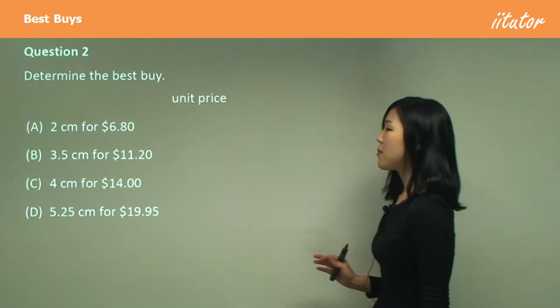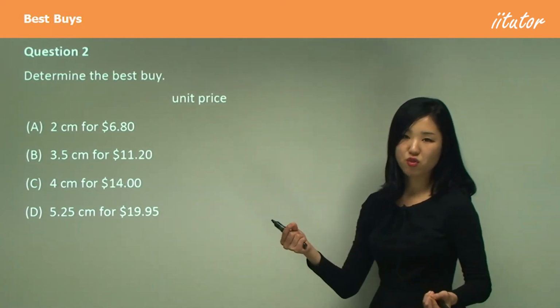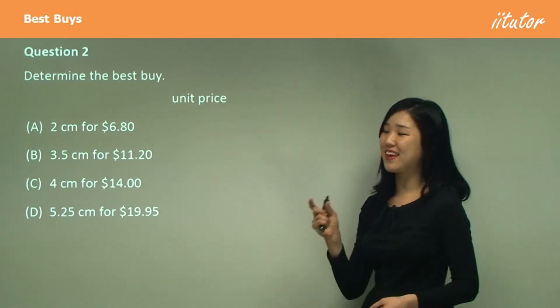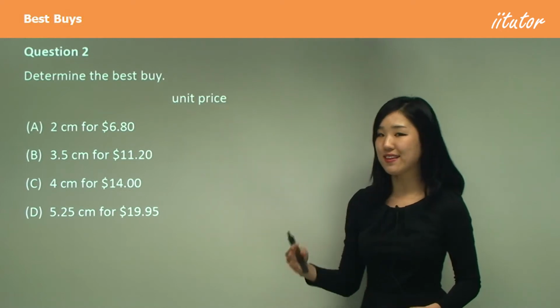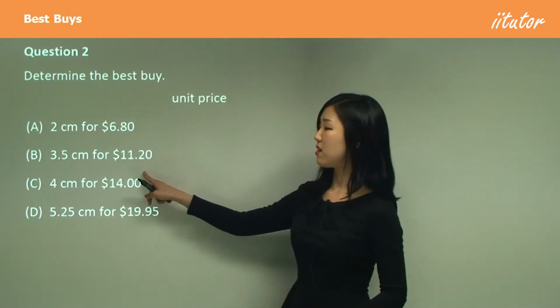Question 2. Again, the same thing, but this time it says 2 centimeters for $6.80. So it could be the length of a string or the length of a beaded bracelet, or it could be anything that charges per centimeter. So for 2 centimeters, it's $6.80. 3.5 centimeters is that, etc.